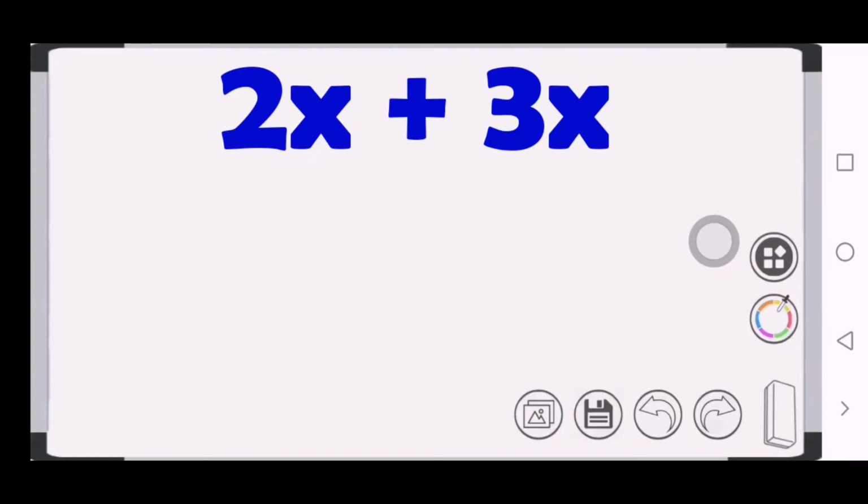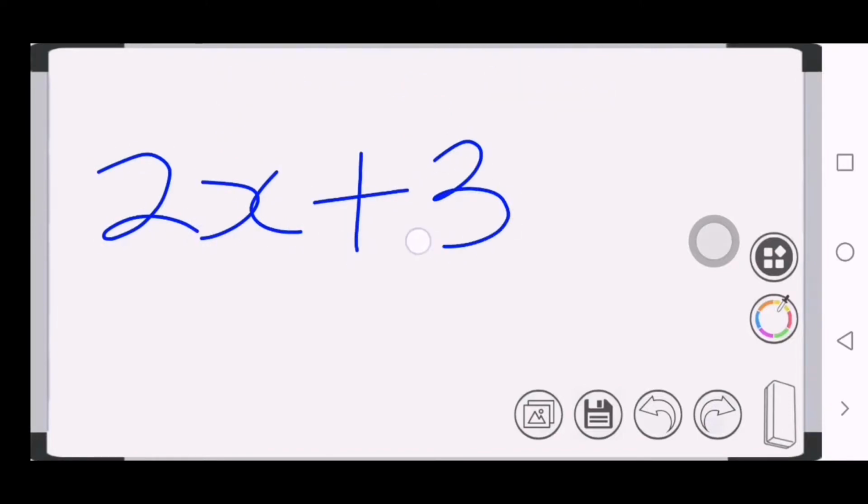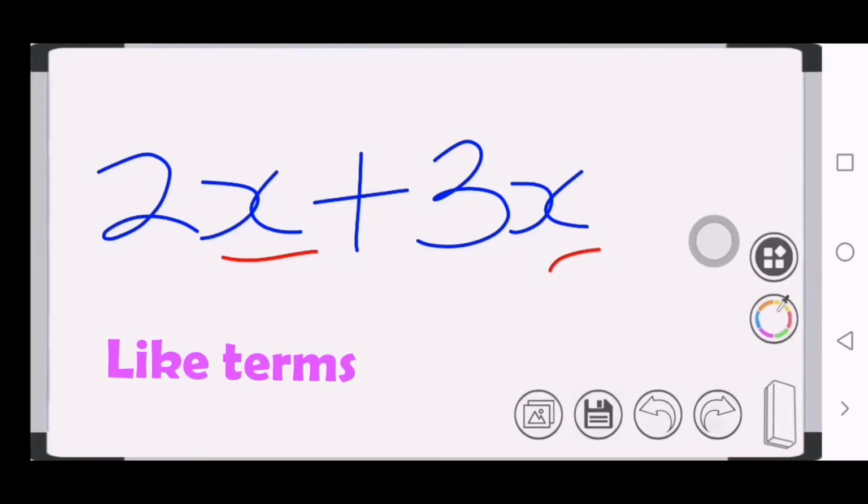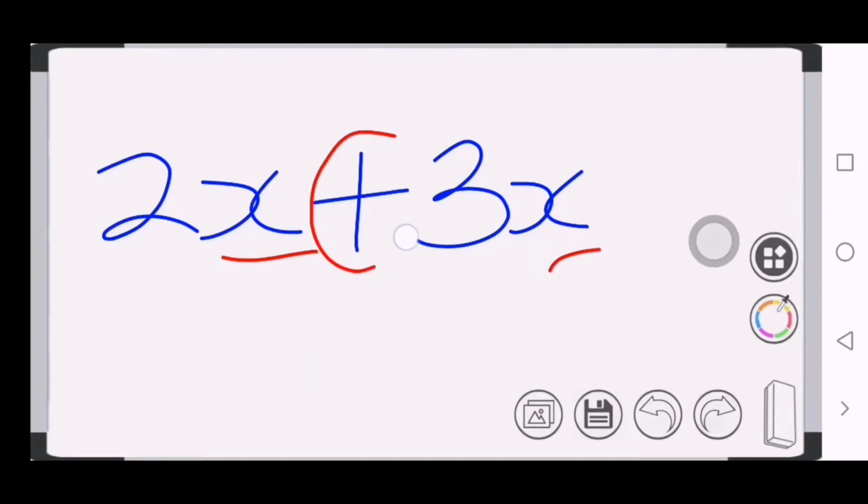Now, if you have 2x plus 3x, we see that these two terms have the same letters. The variables or the letters are the same. They are like terms. So it is possible to add them. Now to do so is very simple. We are only going to choose one of the variables we've got here, which is our x. It will be in our final answer.